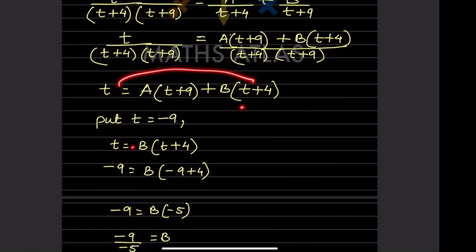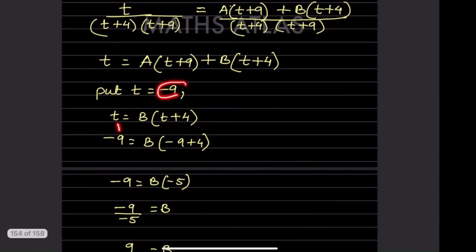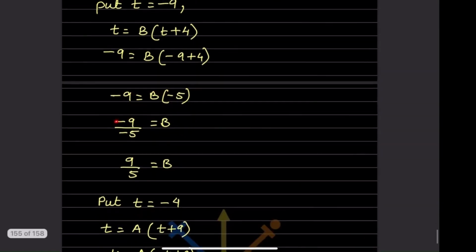So if we are taking t is equal to b into t plus 4, we are going to put here t is equal to minus 9. Wherever you see t, you are going to put minus 9. This will be as it is, and minus 9 plus 4 is going to be minus 5. And now minus 9, this is multiplication, so it is going to come over here. In the denominator that is going to be minus 5, and b as it is. Minus minus is going to be plus, so that will be 9 by 5. So the value of b is going to be 9 by 5.